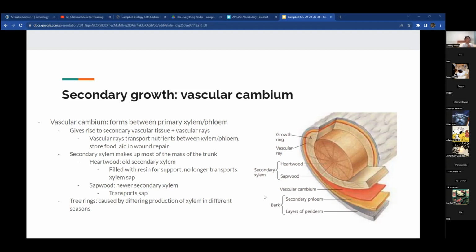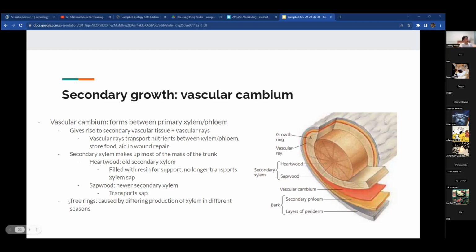And then you have sapwood, which is the newer layer of secondary xylem. This transports sap. This is called xylem sap. It's just water and the ions within it.